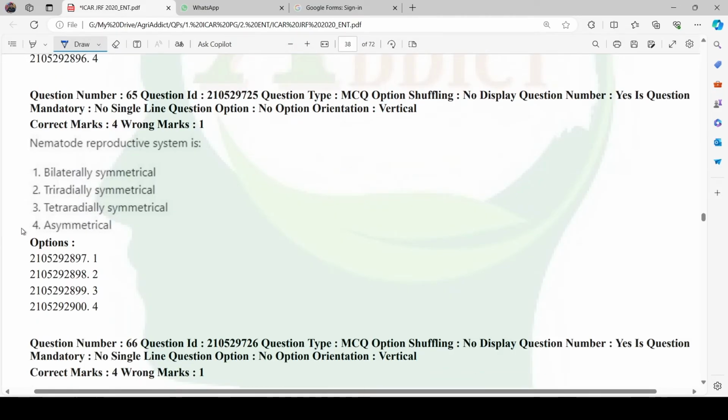Nematode reproductive system is asymmetrical. Okay. So nematode reproductive system is asymmetrical, but the esophagus is triradially symmetrical and its lips are hexaradially symmetrical. Okay.